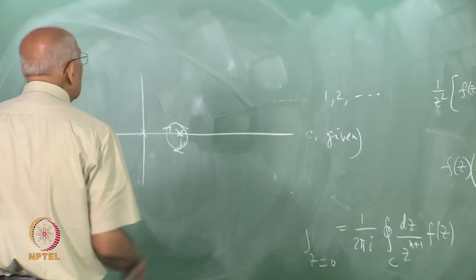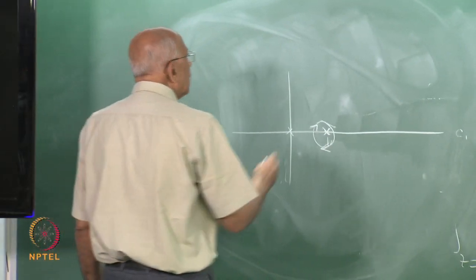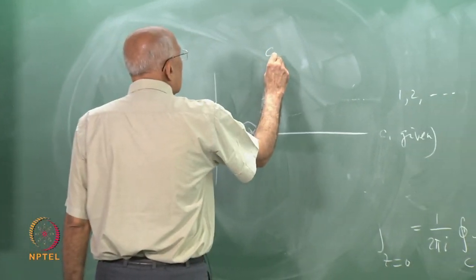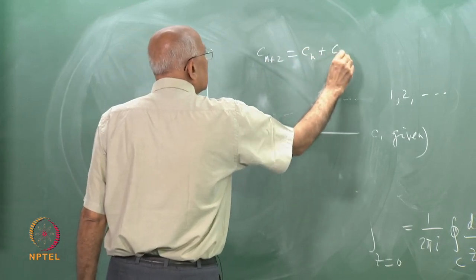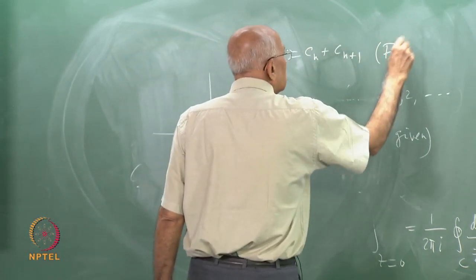So I am going to give you several exercises. In particular you can amuse yourselves by writing down for this thing Cn plus 2 is Cn plus 1 plus Cn. This is the Fibonacci series.